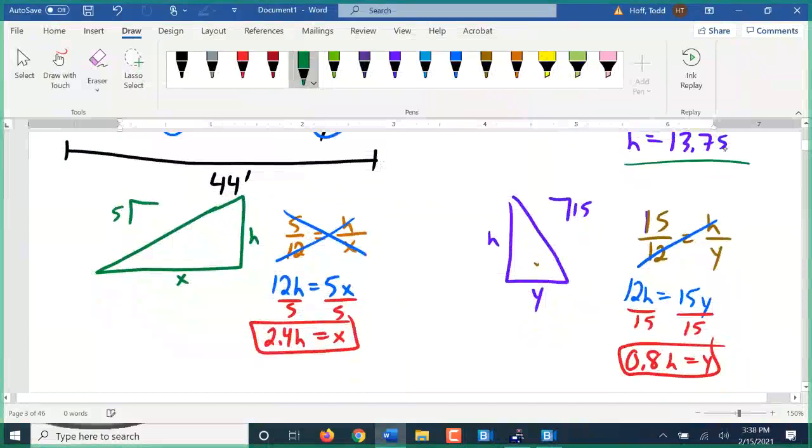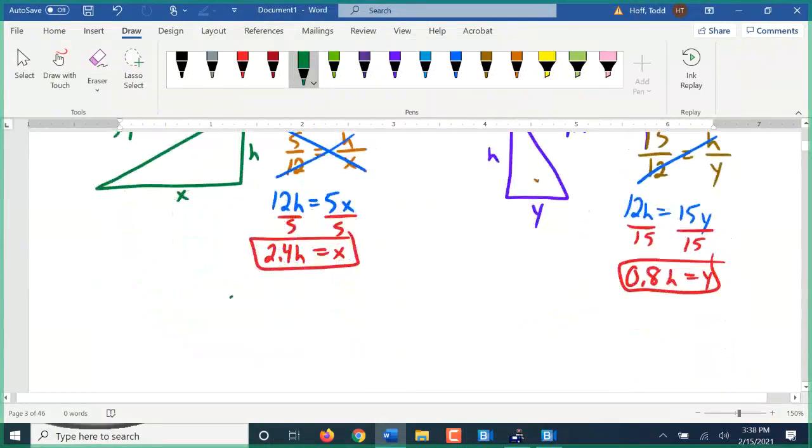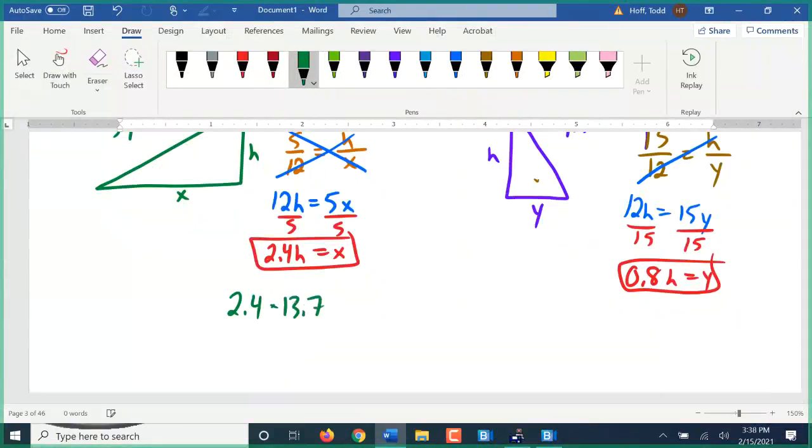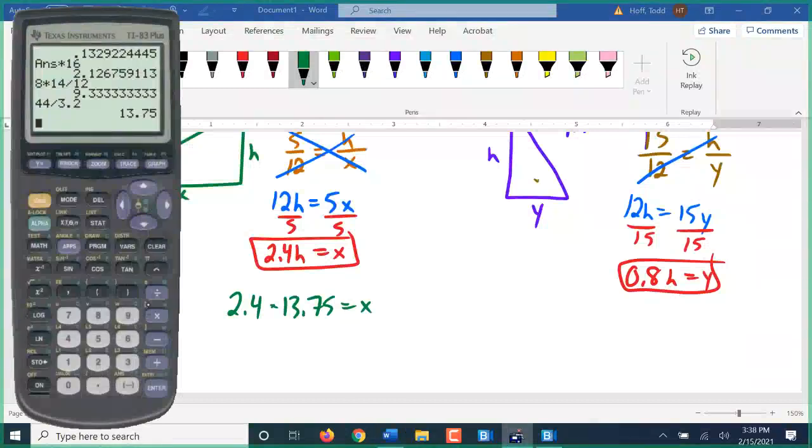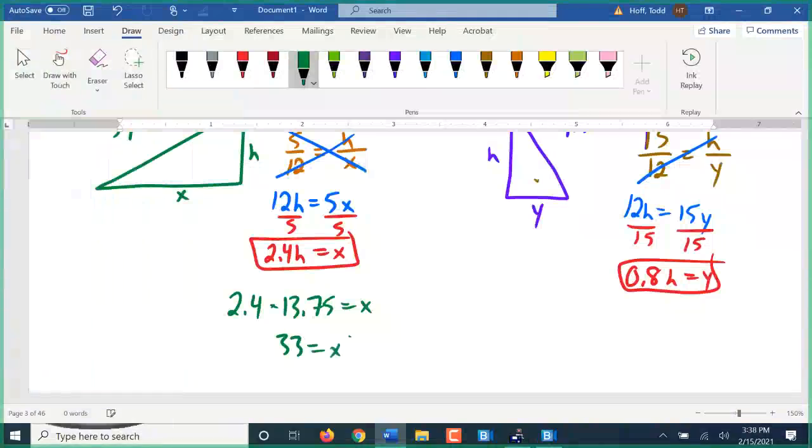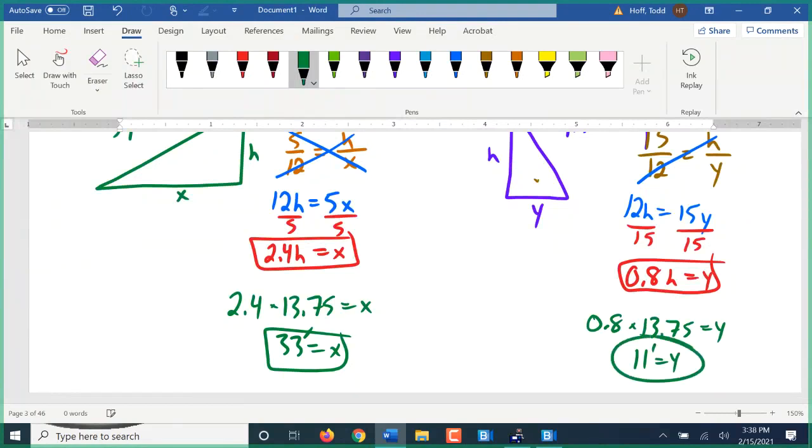Okay, so I've got the 13.75 for H. Put it in here. 2.4 times 13.75 equals X, 33 feet. How about over here for Y? So 0.8 times 13.75 equals Y, giving me Y is 11 feet.